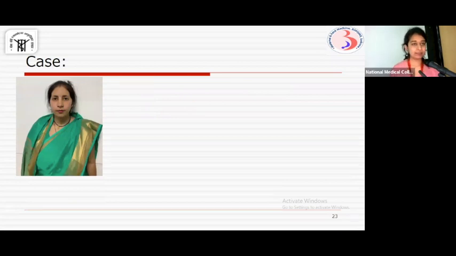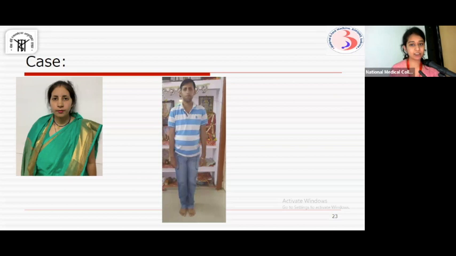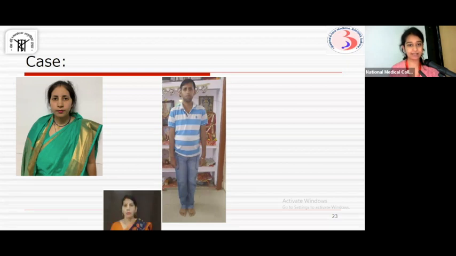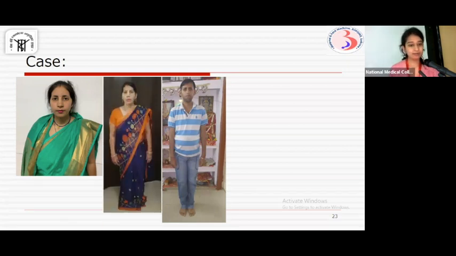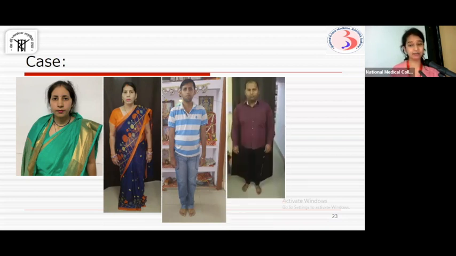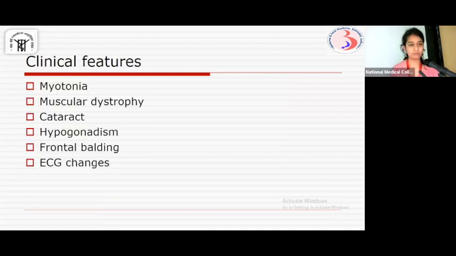So this is the mother with a characteristic expressionless face. This is our patient. This is the brother of the patient with a history of muscular weakness, and as we can see, there is an expressionless face. This is the mother of the patient, and she has a history of pacemaker implantation. This is the uncle of the patient who has muscular weakness and a history of cataract. Features of myotonic dystrophy are myotonia, muscular dystrophy, cataract, ECG changes, hypogonadism, and frontal balding.